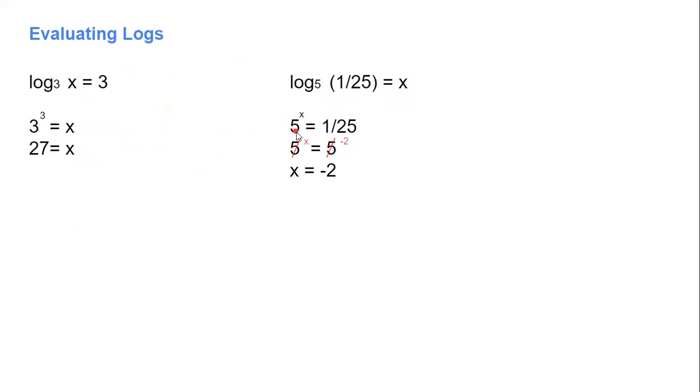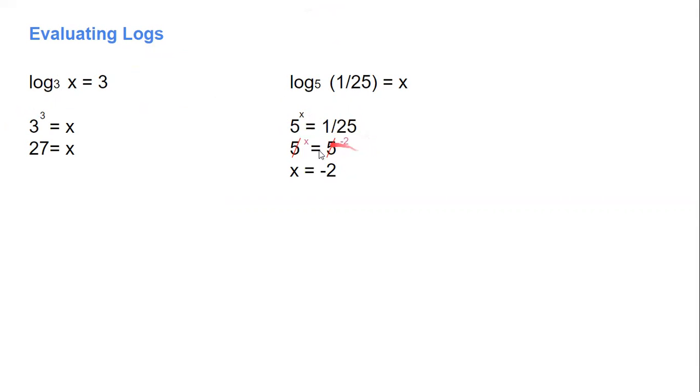In here, log of 1 over 25 with base 5 equals x. So here we have our base, it's 5 again. Like in here, this little number is our base. Always, this will be our base. And our exponent will be this one, equal to 1 over 25. And what gives us 1 over 25? That is 5 with the exponent negative 2.